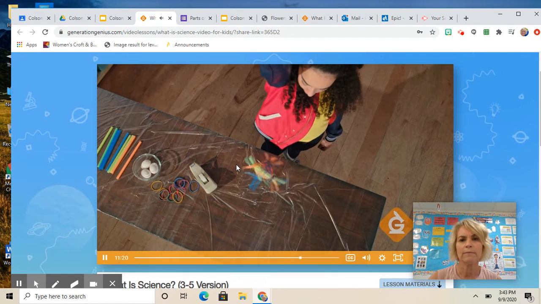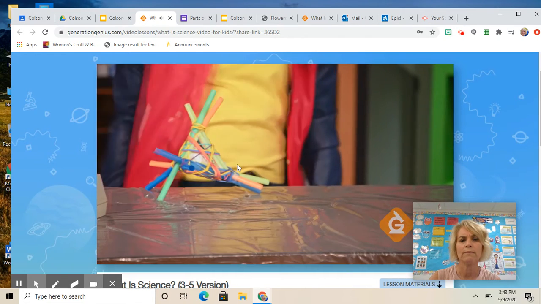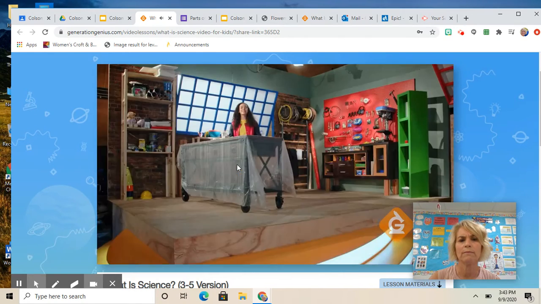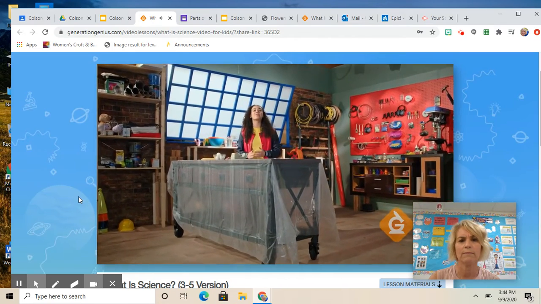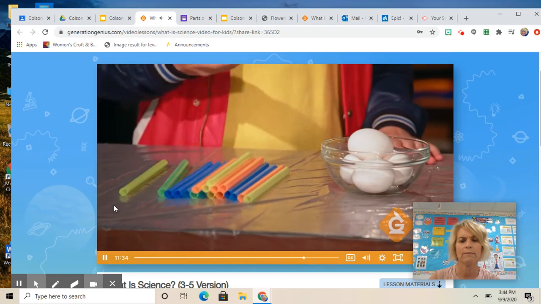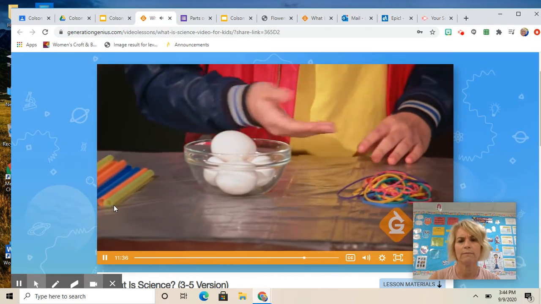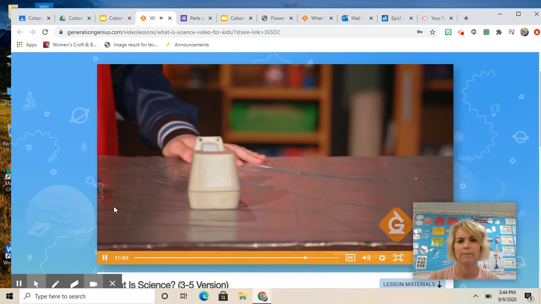Today, I'll show you how you can use science and engineering to make a device that will prevent an egg from cracking when you drop it. This experiment will demonstrate one of our science and engineering practices, developing and using models. To begin, we'll need some supplies: straws, uncooked eggs, rubber bands, tape, and painter's plastic.